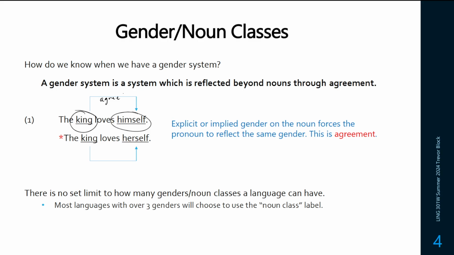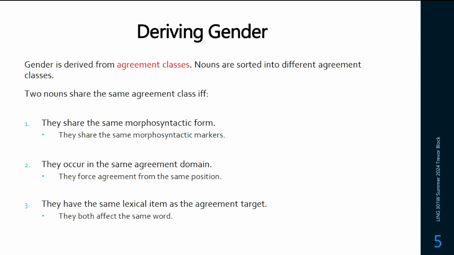Now, because of this definition, we're not limiting ourselves to the amount of genders or noun classes that we can have. I'll probably use the term gender because that's what linguists use. But this means that we can have as many genders as we want, theoretically. And there are some languages that have like 17, 20 genders. So gender comes from agreement classes. And don't think of agreement classes and gender necessarily being the same thing here. A gender system comes from it. Agreement classes are more about nouns.